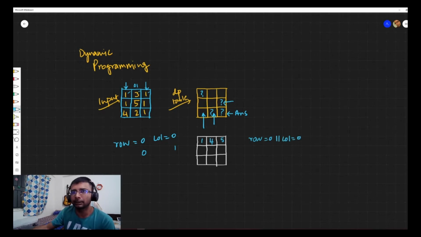Okay, and similarly, when we are filling up the column, we'll do the same thing. The cost of reaching this would be 2. So 1 from here and 1 from this cell. So 1 plus 1 is 2. Similarly, this cell would be 6. So 4 plus 1 plus 1.